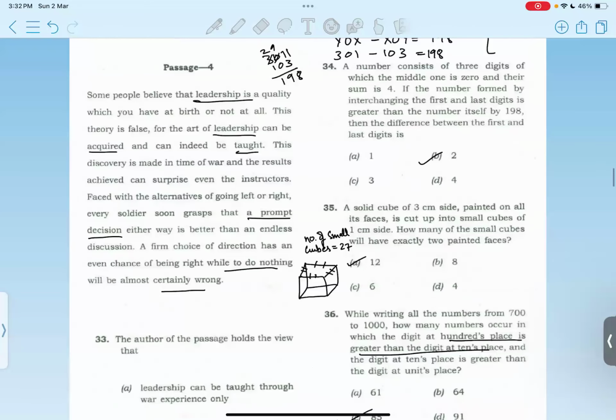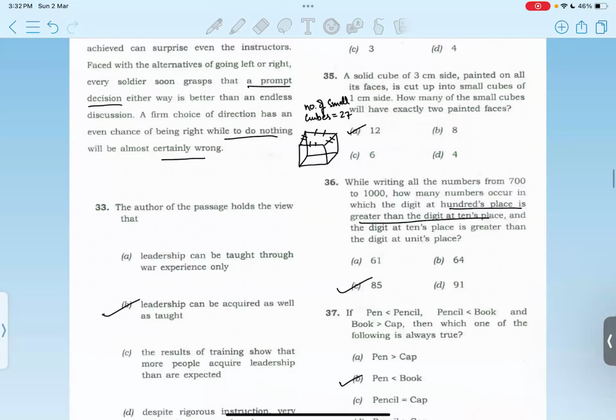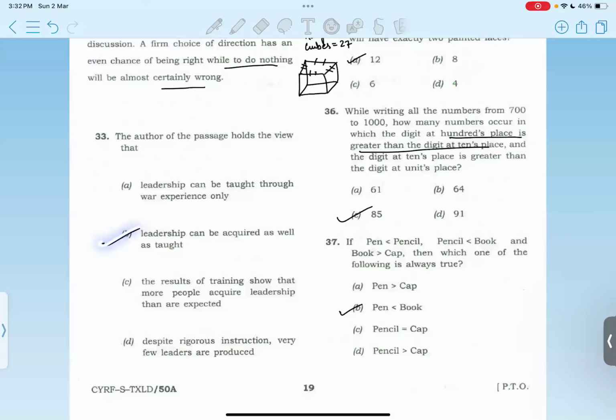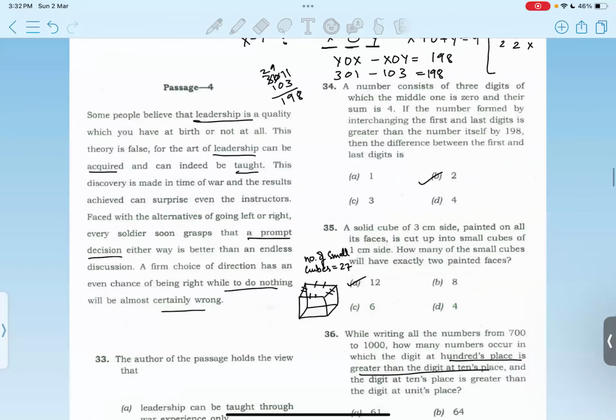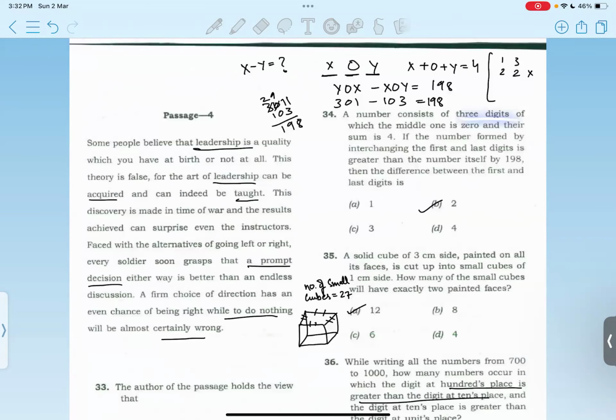Then 33, author of the passage holds the view that leadership can be acquired as well as taught. Option B. Okay, 34. So we have a number consists of 3 digits, of which middle one is 0. So you can write this in this form, and x and y, we have to get the value for these. Also, we are given that the sum is 4.